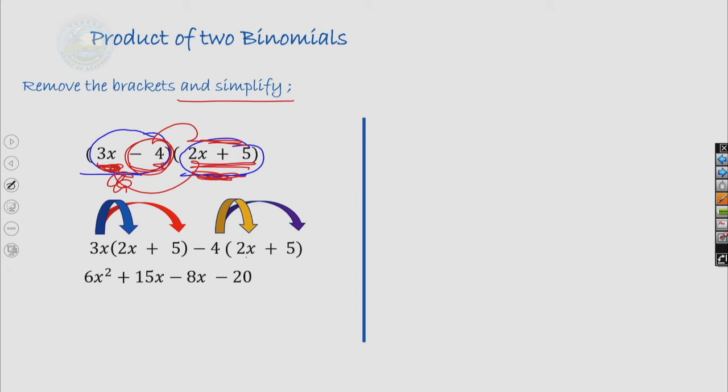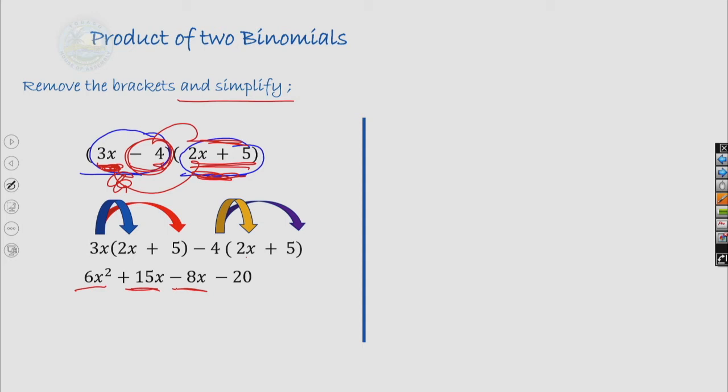Let's check. Here, this is 6x squared. Is there any term like that in my expression? No, there's none. But here I have 15x and negative 8x. Are not those two terms alike? Yes. So we need to simplify them.